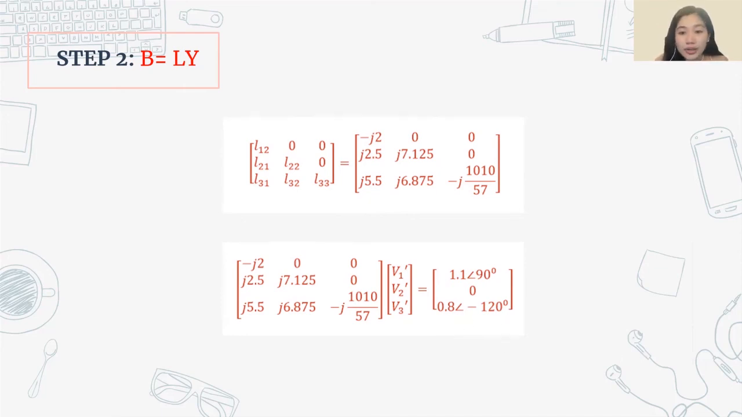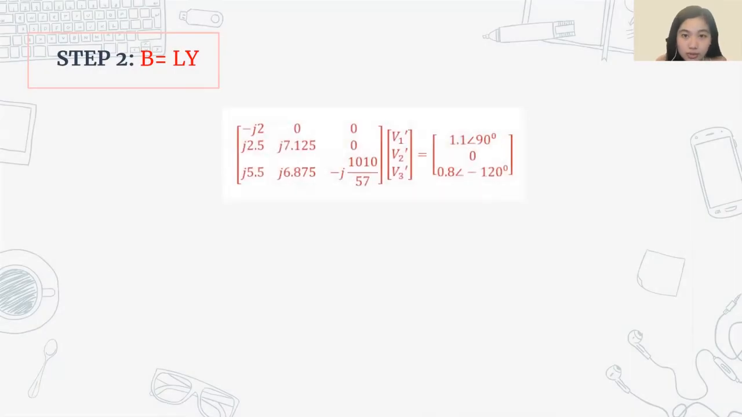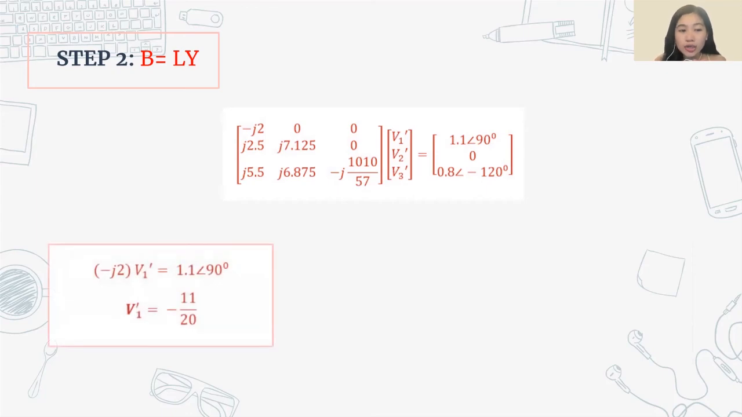Okay, now we are going to solve for our values. So, ito na yung bago nating matrix since na-apply na natin yung Ly is equivalent to B. So, we are going to solve for V1 prime, V2 prime, and V3 prime. Our V1 prime basically is that negative J2, starting off with this one, negative J2 multiplied by our V1 prime, kasi ang ating 0 times V2 and 0 times V3 prime is equivalent to 0. So, hindi na siya inequate dito.